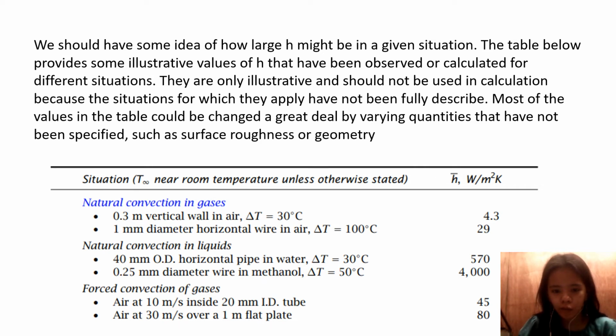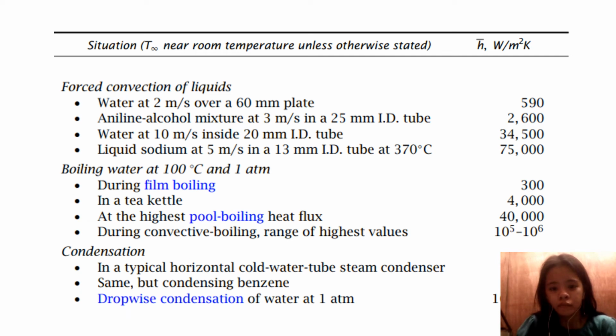0.25 m diameter wire in methanol, h is 4000. Forced convection of gases: air at 1 meter per second inside a 20 mm ID tube is 45, while at 30 m/s over a 1 m flat plate is 80. Then water at 2 m/s over a 60 mm plate is 590. Aniline alcohol mixture at 3 m/s in a 25 mm ID tube is 2600.